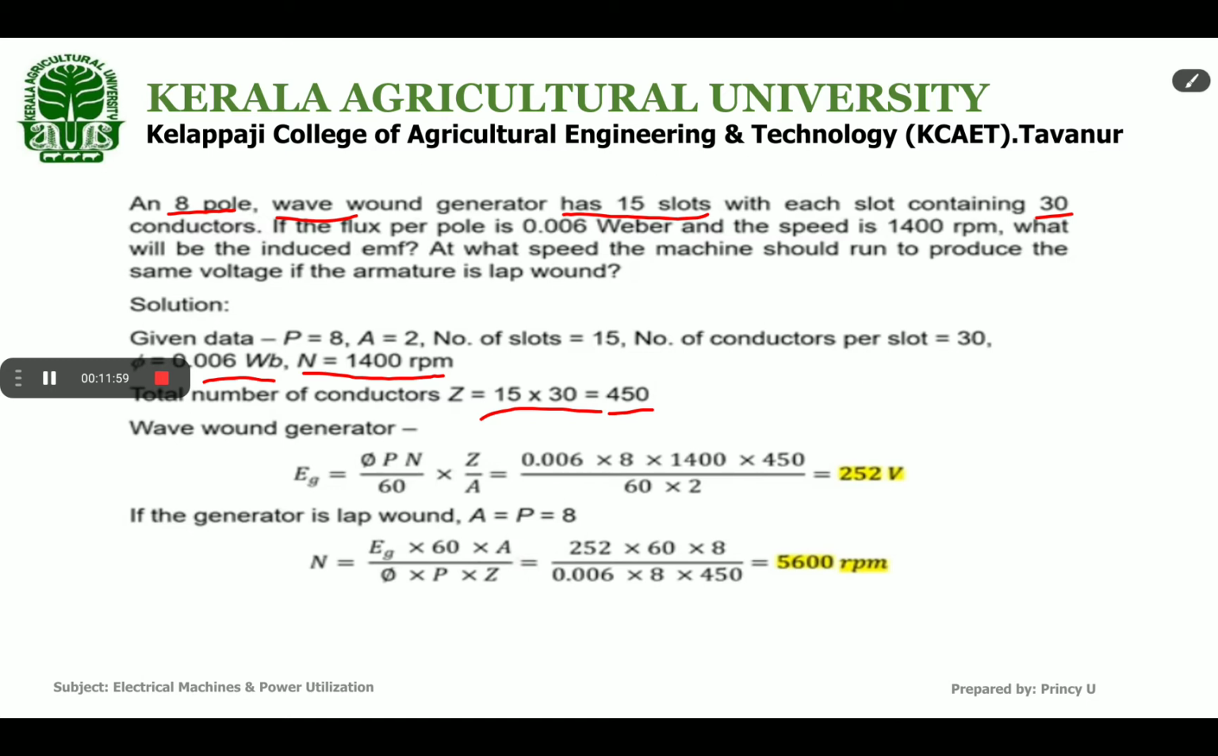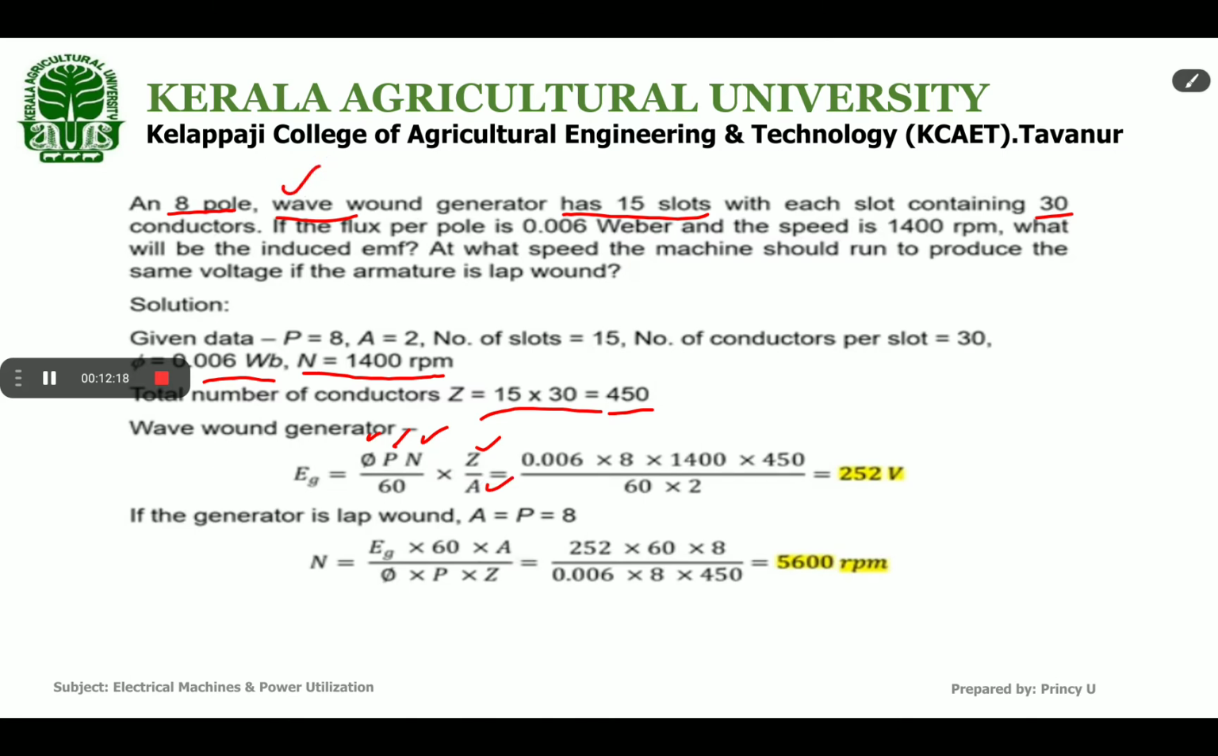Phi is given, number of poles P is given, which is given data, N is given data, RPM is given, and number of total conductors is given, 15 into 30, and number of parallel paths can be calculated if it is a wave wound generator.